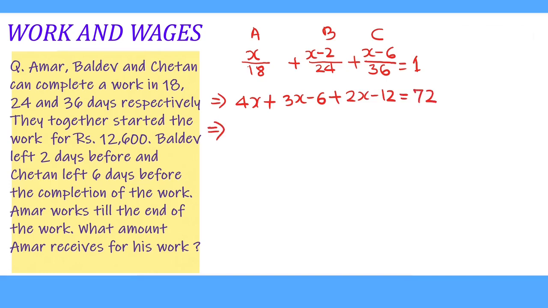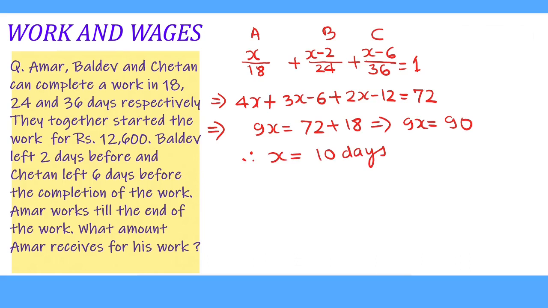This gives 4x plus 3x plus 2x, which is 4 plus 3 plus 2 is 9. 9x equal to 72, and we shift minus 6 and minus 12, which is minus 18, towards RHS, which makes it plus 18. So this gives 9x equal to 72 plus 18 is 90. Therefore, x equal to 90 upon 9 is 10. So A works for 10 days.